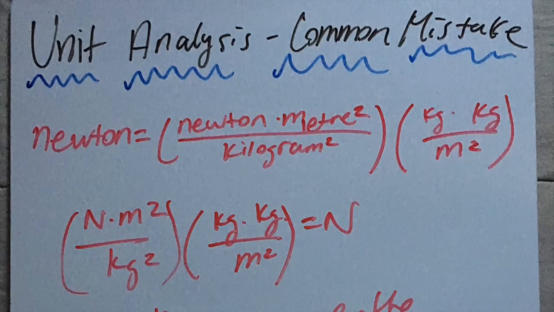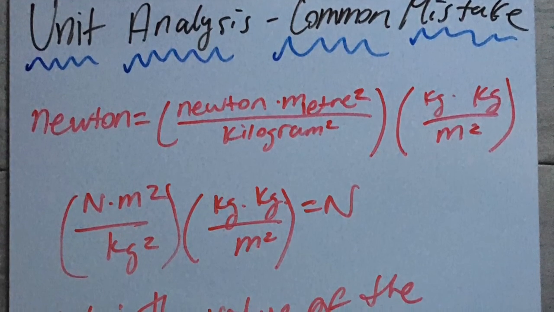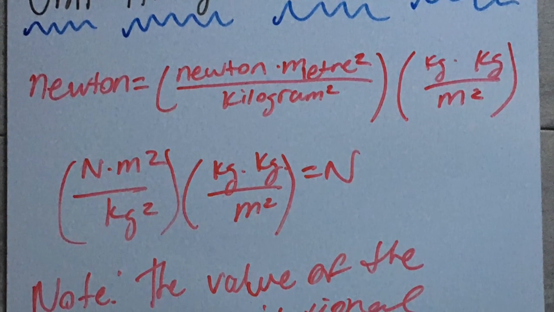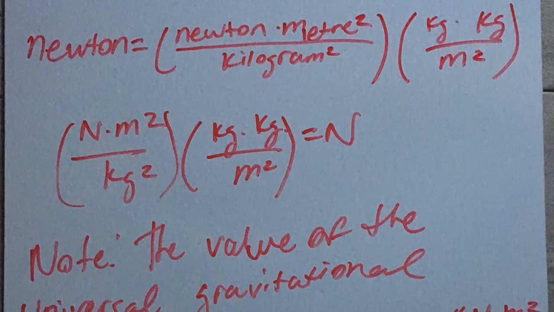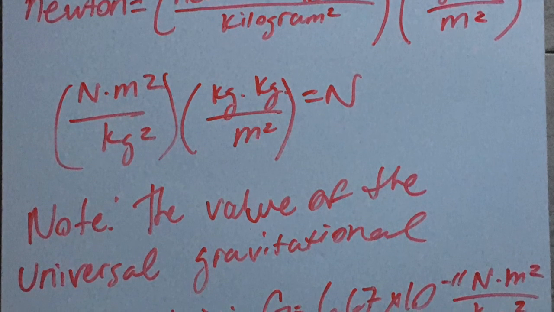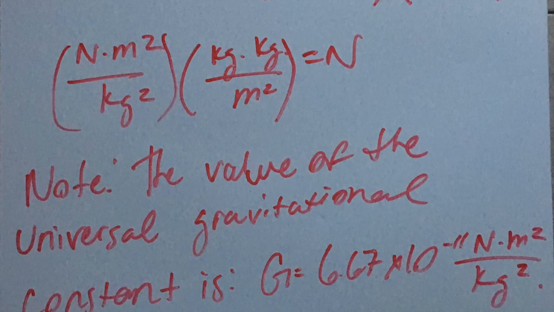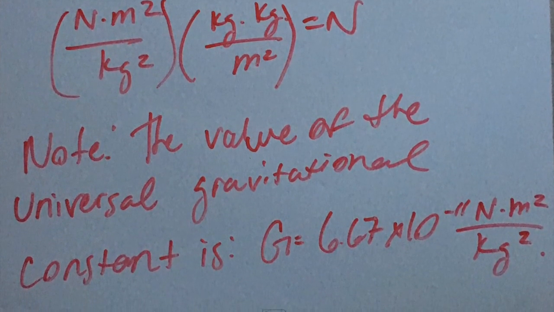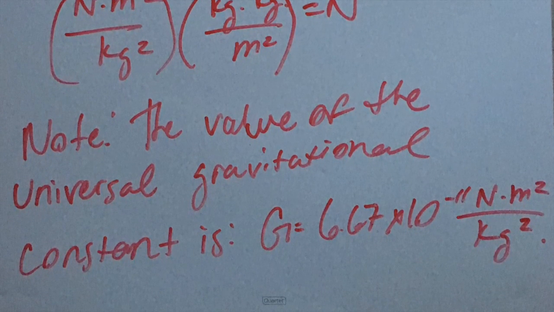A common mistake is not doing unit analysis before doing your solution. So newtons equals newton times meter squared over kilograms squared times kilograms over meter squared. This simplifies to newtons times meters squared over kilograms squared times kilograms over meters squared, which simplifies to newtons equals newtons. And you have to note that the value of the universal gravitation constant is G equals 6.67 times 10 to the power of negative 11 newtons times meter squared over kilogram squared.